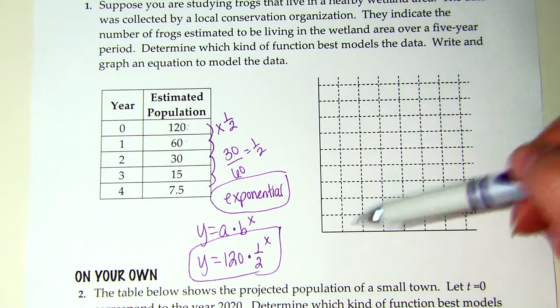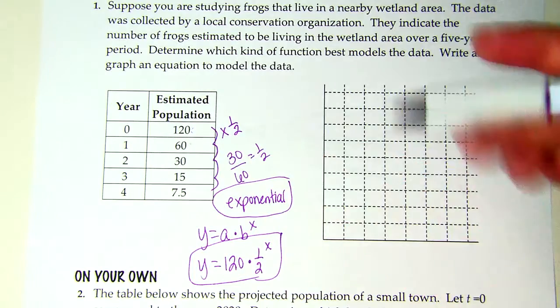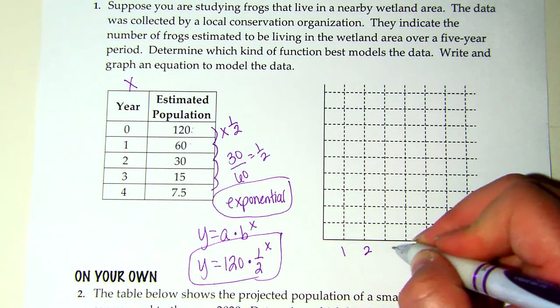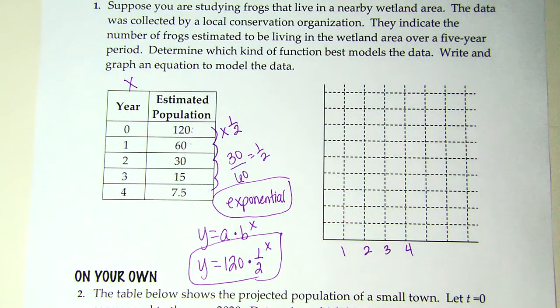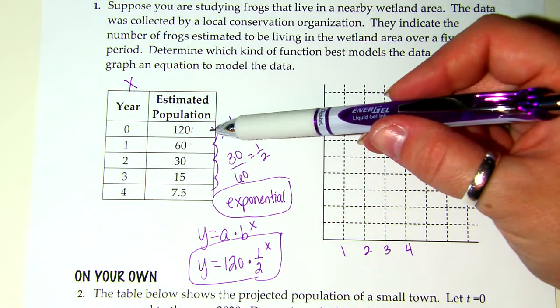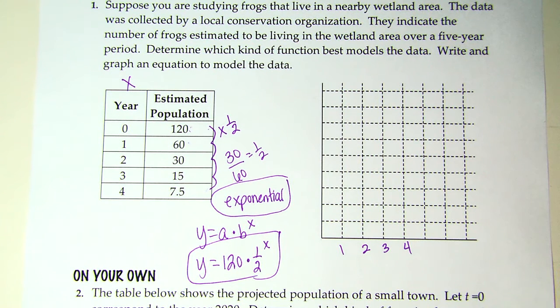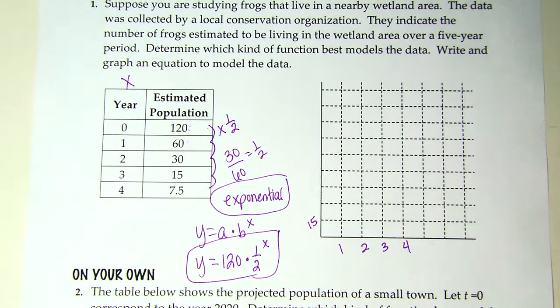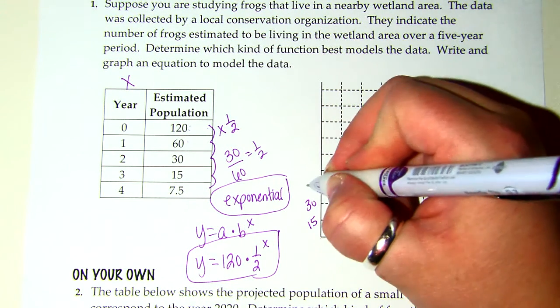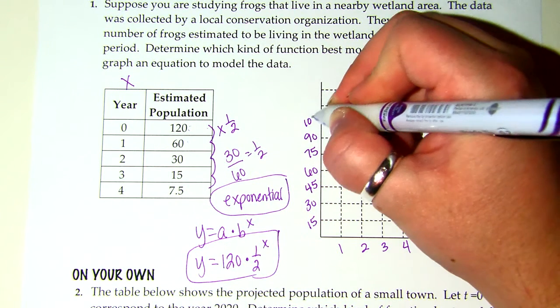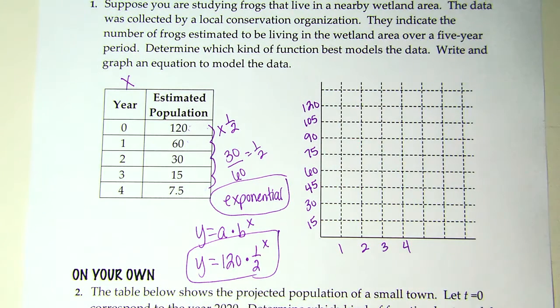So we need to do our scale first. On the x-axis, that's our years, so I'm just going to go by ones here. 0, 1, 2, 3, and 4. And then on the y value, I have to make it up to 120. So I've got 1, 2, 3, 4, 5, 6, 7, 8, 9 spots. So if I do 120 divided by 9, it's 13.3. So I'm going to go by 15s just to make it a little easier. So 15, 30, 45, 60, 75, 90, 105, 120. So that's high enough. And then plot each point.